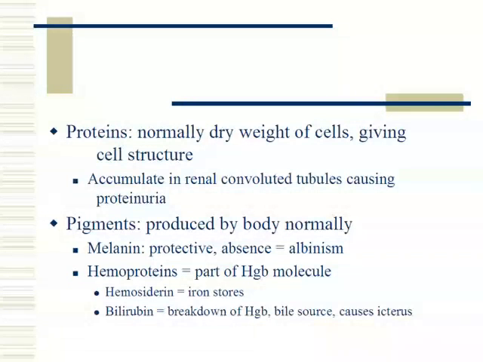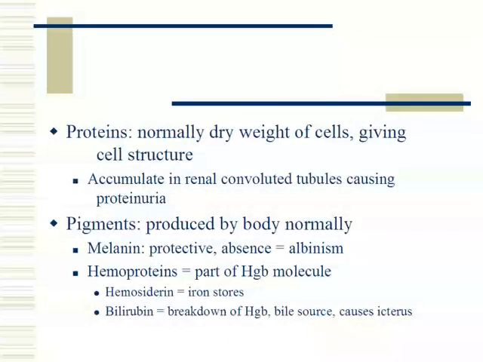Pigments can cause a problem. Now, pigments are produced by the body normally. Melanin is what gives our skin the lovely brown tone that occurs in the summertime when exposed to sunlight. It is considered protective, prevents us from getting skin cancer. When you don't have enough melanin, you have someone who is an albino or develops albinism. They have a pale white appearance without any color to their skin tones or their iris or their eyes.